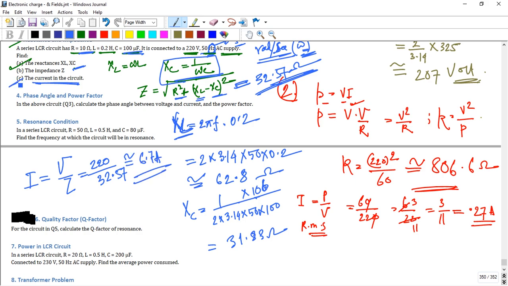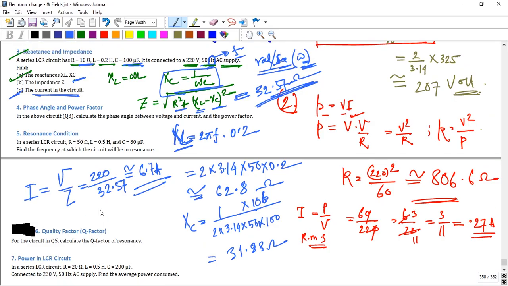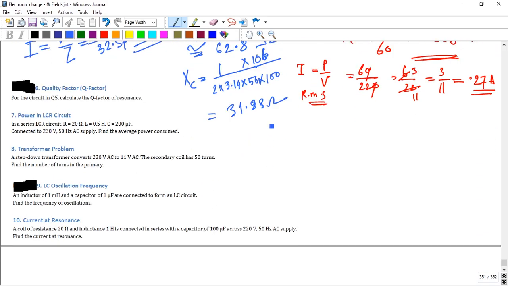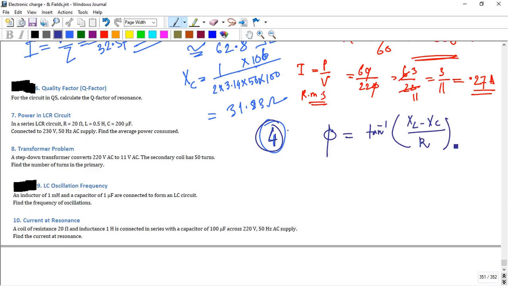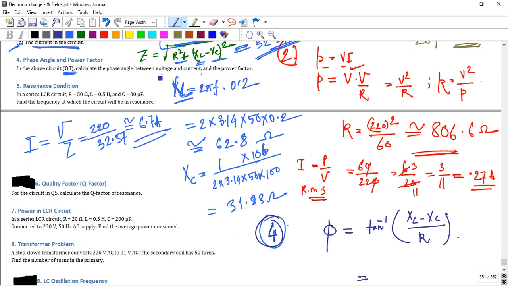That's the answer. Now question number 4. It says, in the circuit of question number 3, calculate the phase angle between the voltage and current and the power factor. That's very important. How to find the phase angle between voltage and current? Here the phase angle is phi, which means tan inverse of XL minus XC by R. That's the phase angle.